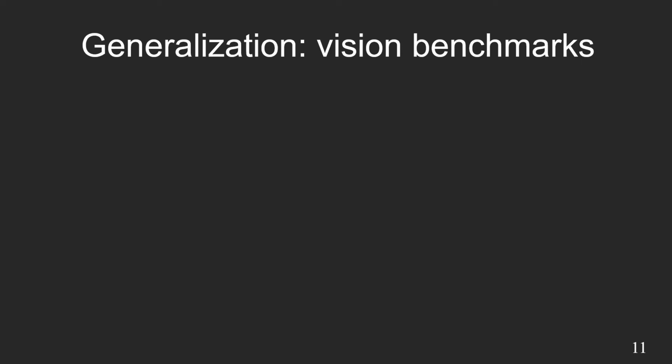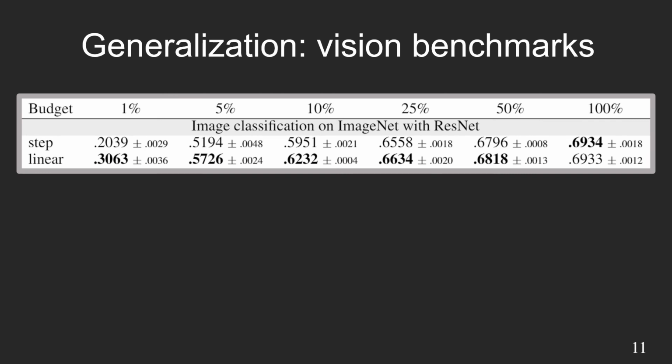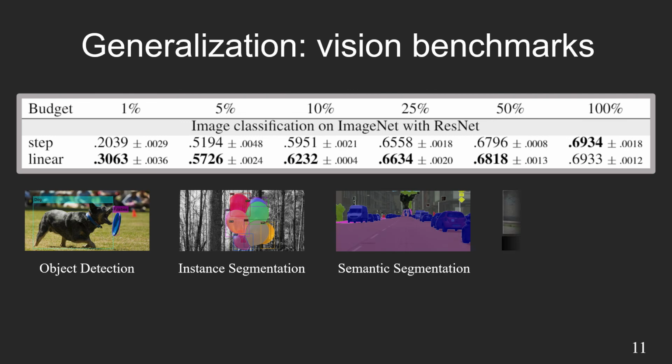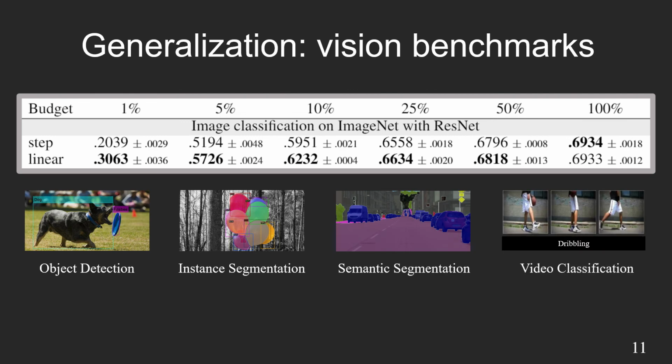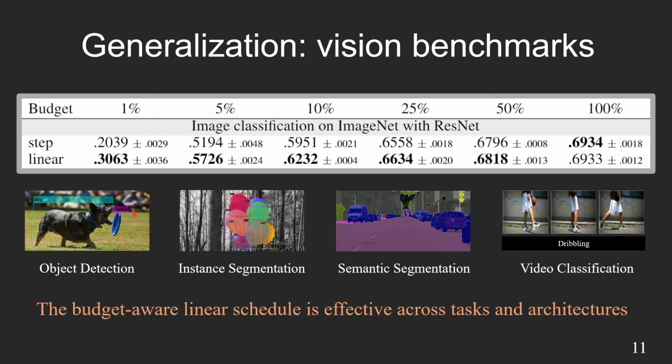To show that the conclusion generalizes beyond the small toyish CIFAR10 datasets, we have conducted extensive experiments on standard vision benchmarks. This table shows the experiments of ImageNet classification. The results are similar to CIFAR10 case, except the performance gain is more significant. We further conduct experiments on 4 additional vision benchmarks with state-of-the-art models, and we observe similar conclusions. These experiments suggest that linear schedule is effective across tasks and architectures.